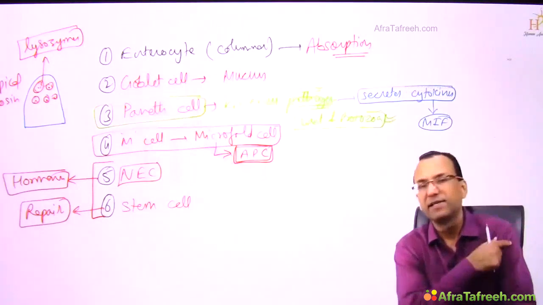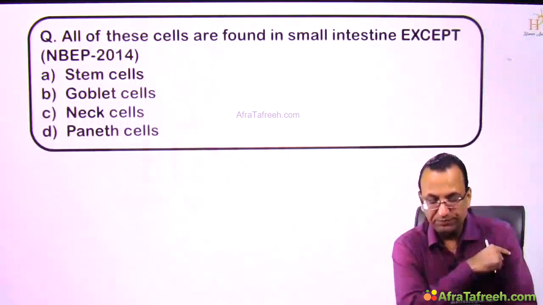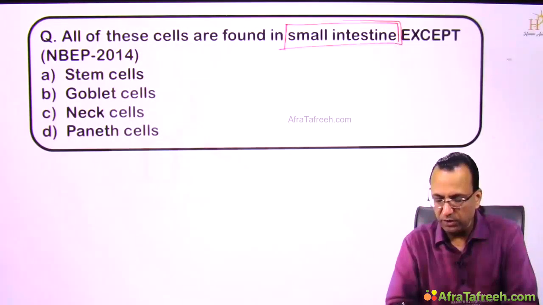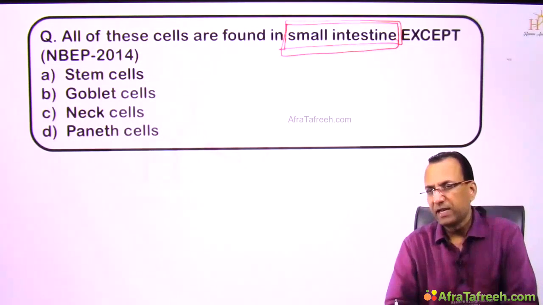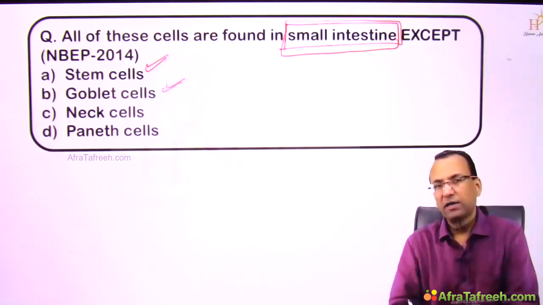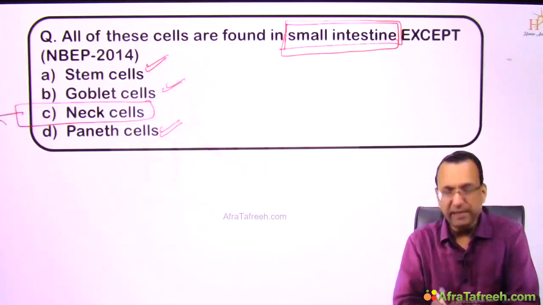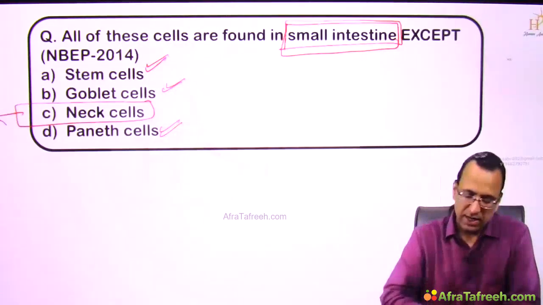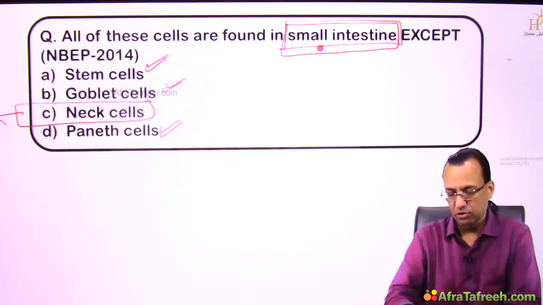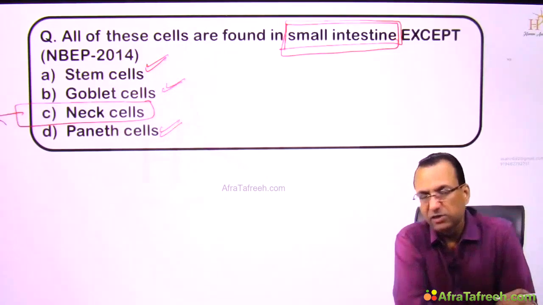Now we want to look at some histological pictures of these cells, but at this moment you answer the question: which cells are not found in the small intestine? If you ask which cell is not found in the small intestine, then I will definitely say stem cells are there, goblet cells are there, Paneth cells are there. So obviously the answer is the cell which you have seen in the stomach, the gastric gland. You have seen some mucous neck cell in the gastric gland, but maybe it is not present in the small intestine. So stem cell, goblet cell, Paneth cell may be there, but not the neck cell. That is your answer.